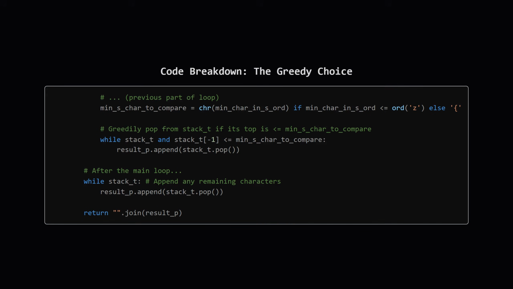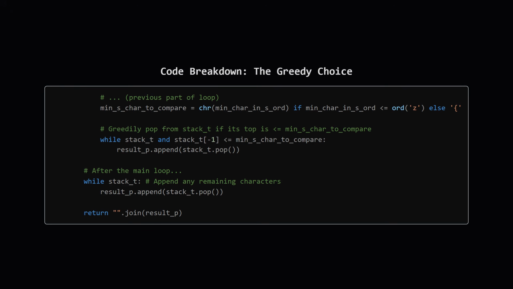This is where the robot makes its smart move. We have a while loop that checks two things. Is the robot's hand, stack_t, not empty? And, is the character on top of the hand, that is stack_t[-1], less than or equal to our min_s_char_to_compare? If both are true, it means the character on top of the hand is the best one to print right now. So we pop it from stack_t and append it to our result_p. This inner loop continues as long as these conditions hold, potentially printing multiple characters from the hand if they are all smaller than or equal to the current smallest available from s.